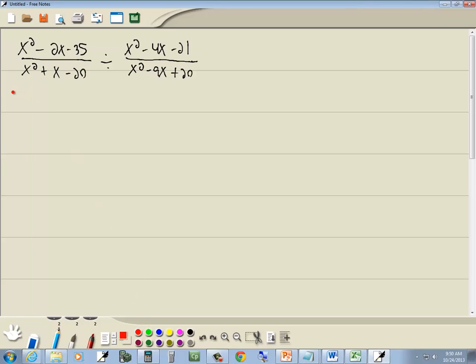Now our first step in division is to immediately rewrite as multiplication. So the first fraction remains as is, and we're going to rewrite as multiplication. How we do that is we take the reciprocal of the second fraction. We flip it. Top goes to bottom, bottom goes to top. So we'll have x squared minus 9x plus 20 over x squared minus 4x minus 21. Reciprocal means fraction flipped. So now our next step is to factor everything.